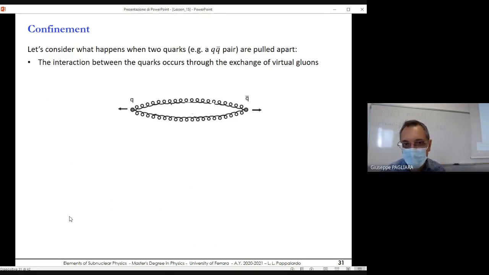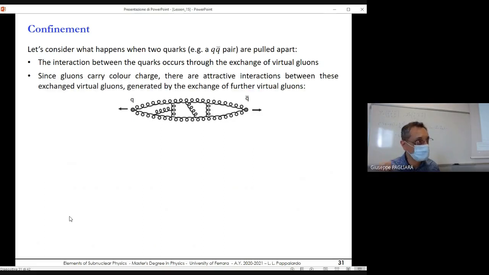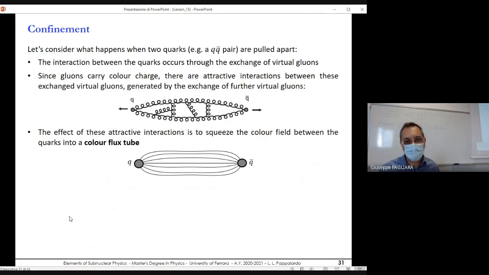So let's consider what happens when two quarks, for instance a quark-antiquark pair, are pulled apart. Suppose you want to separate them. Now, the interaction between quarks, of course, occurs through the exchange of virtual gluons. So the two quarks are linked by gluons, but gluons interact with each other. They self-interact, since they carry charge. So there are attractive interactions between these gluons, which are mediated by other gluons, as you see here in the picture. The effect of these attractive interactions is to squeeze the color field into a so-called color flux tube, as you see in the image here.